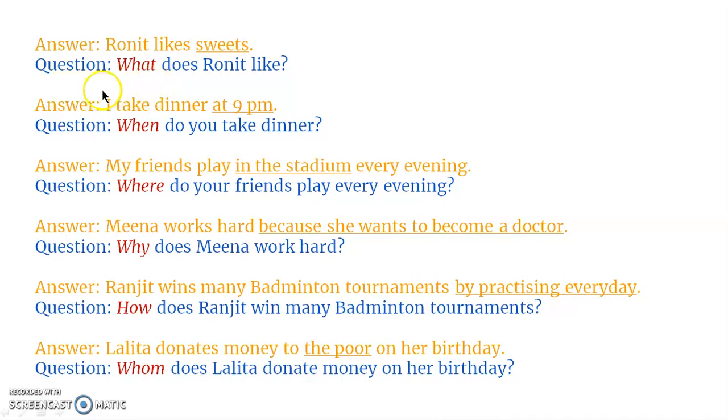Now, let me show you some more examples. Look at this example. Now, to get this answer, Ronit likes sweets. This is the answer, and how to frame a question to get this answer. Okay, so what will be the question? Your sweets is underlined. You want this information about Ronit's likes. Okay, so what does Ronit like? So, what? You have used the question word what because you need some information about his likes and dislikes.